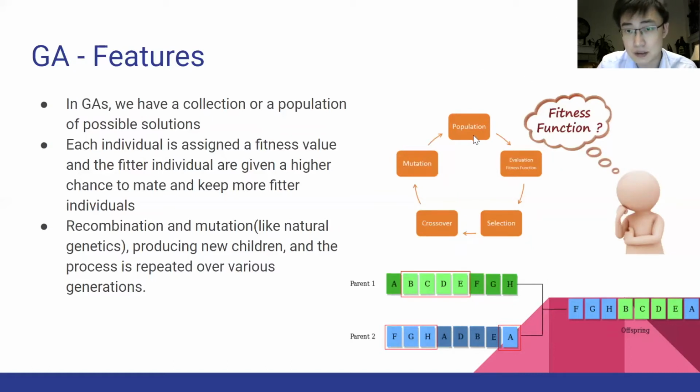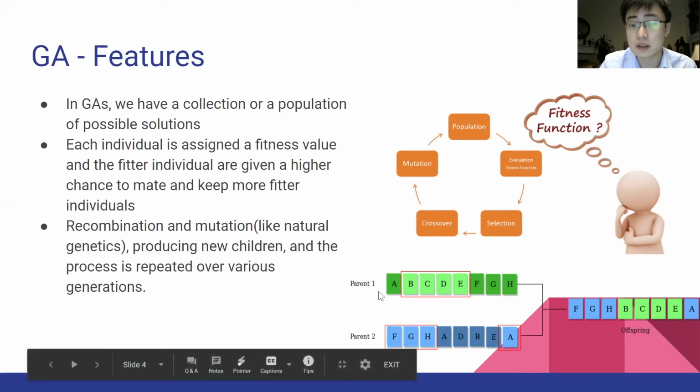For example, like this, we are going to initialize the population, and then we evaluate the fitness value. And then we do the recombination and mutation, like natural genetics, producing new children. And the process will repeat over various generations, which means the selection, crossover, and mutation will repeat over and over again. For example, like this, we pick some genes from parent 1 and some genes from parent 2 and do the crossover and produce offspring.